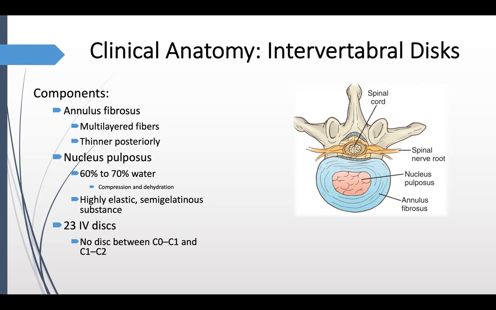The nucleus pulposus, however, is going to be really highly elastic. It's going to be mobile. It's going to be semi-gelatinous in nature. It's made up of about 60 to 70% water. The other is gelatin. So it's squishy. Think of it like Jello. The beautiful thing about having a high water content is that it makes it resistant to compression. In other words, it is capable of being deformed and then being reformed or moving back into its normal space.